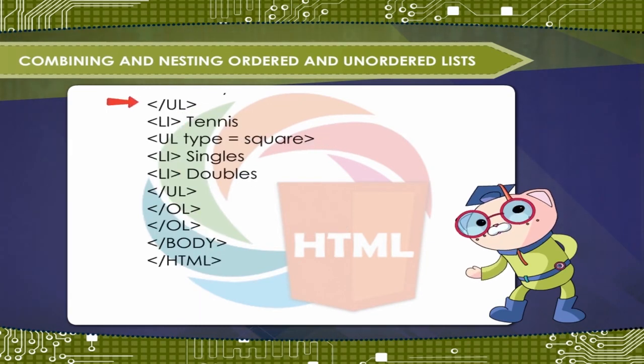Close tag UL. Tag LI, tennis. Tag UL type is equal to square. Tag LI, singles. Tag LI, doubles. Close tag UL. Close tag OL. Close tag OL. Close tag body. Close tag HTML.